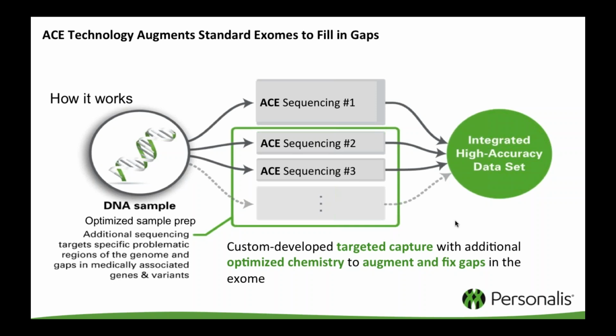The standard exome really takes a one-size-fits-all approach to the genome, whereas our capture approach has been optimized to capture those more difficult areas. Plus, we've designed the ACE process in a sample-sparing manner, so this doesn't require additional materials. And the library preps are done in parallel and run together on Illumina instrumentation, so not requiring additional time either. So we combine these enhancements into a single integrated high accuracy data set in the end.